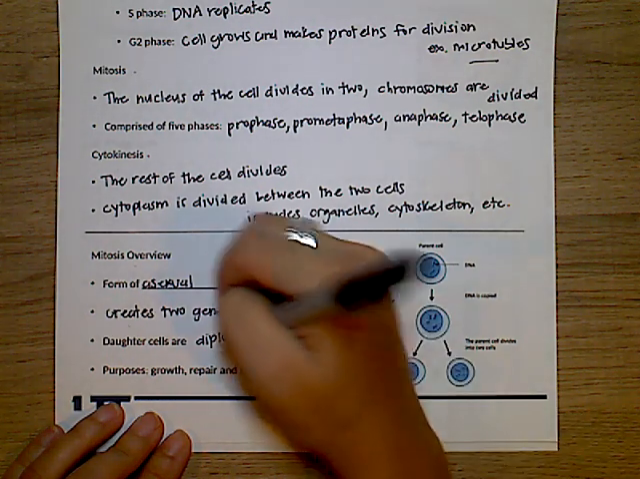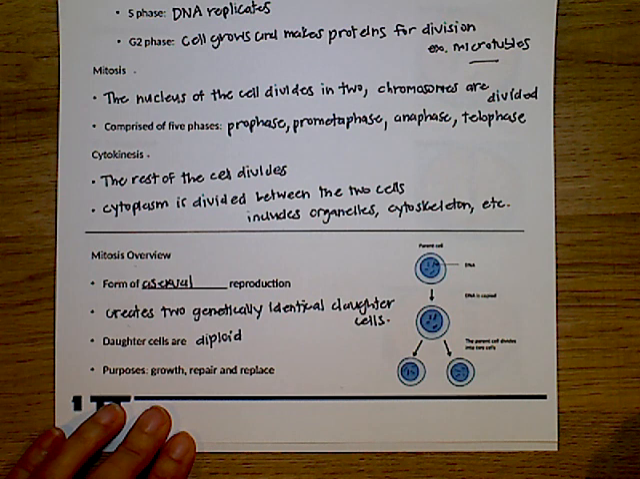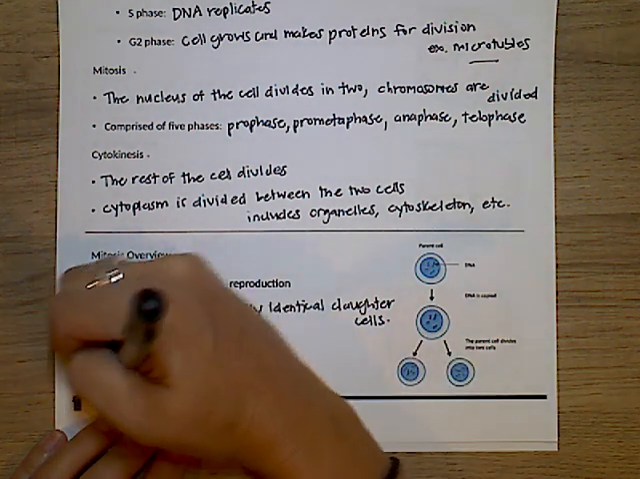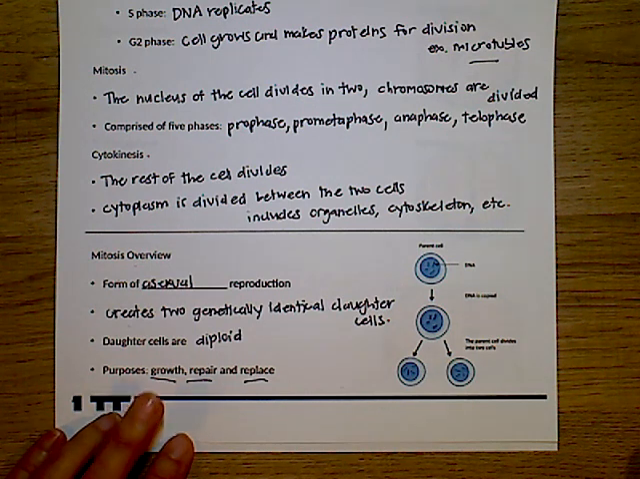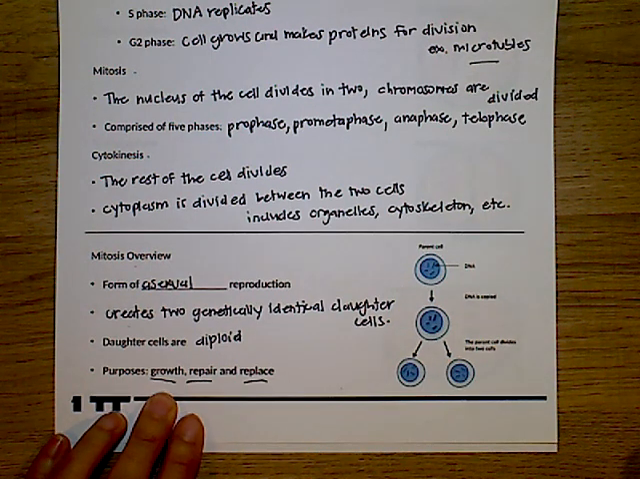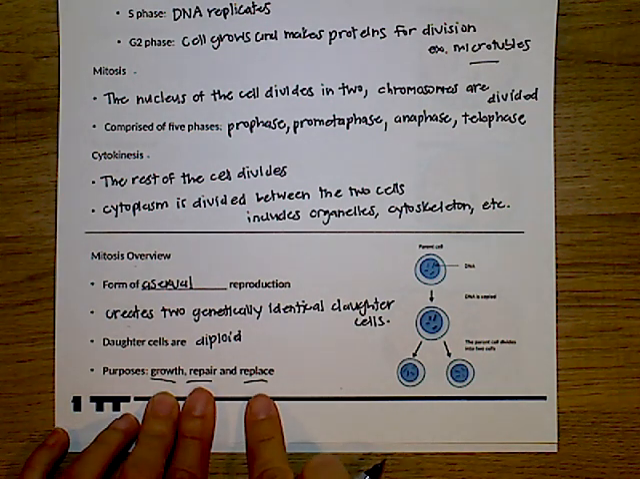The daughter cells are diploid, meaning that they still have 2 sets of chromosomes each. And in humans, what it's used for is growth of certain tissues, repair, and to replace dead cells.